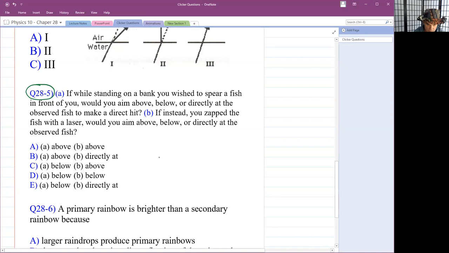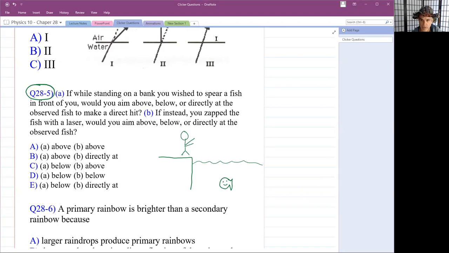So for this, here you are, and here's a little blinky fish here. You've got two possibilities. You're either going to throw a spear at Blinky, or you're going to shoot him with the laser beam. The question is, if you're going to spear him, would you aim above, below, or directly at the fish that you see? If you were going to zap him with the laser beam, would you aim above, below, or directly at? And let's do this just as a poll.